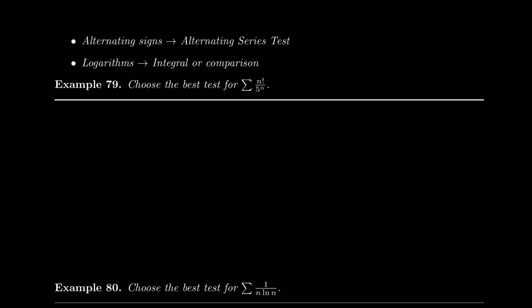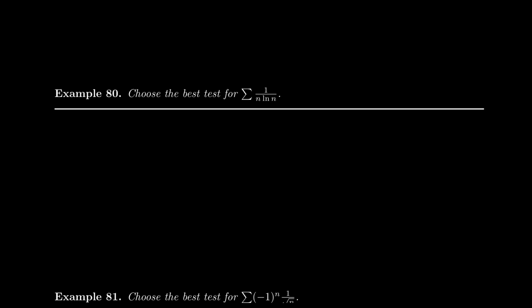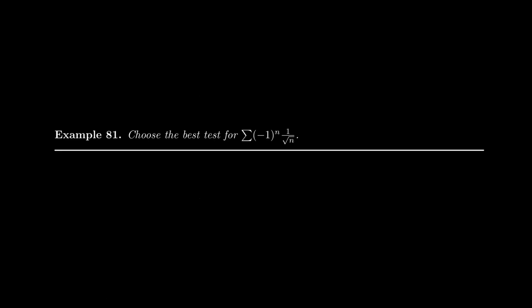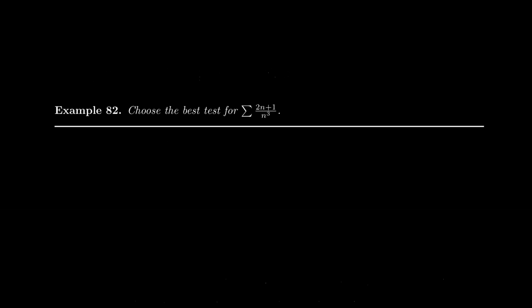What's the best test for this? It's the ratio test, because there's a factorial and an exponential. Cool. What's the best test for this guy, number 80? Well, 1 over n log n has a standard integral. We've done it before. It's the integral test. How about this guy? It alternates, so it's the alternating series test. How about this guy? 2^n plus 1 over n cubed. What do you think about him?